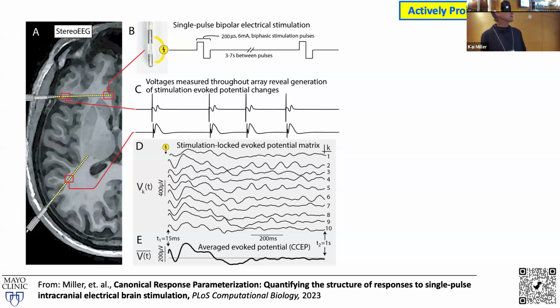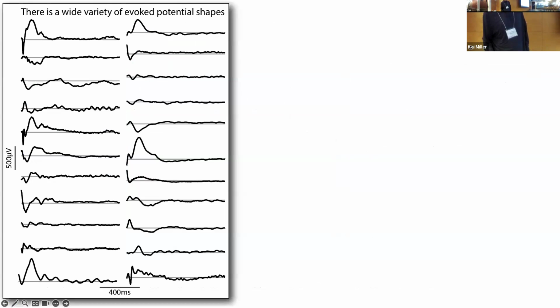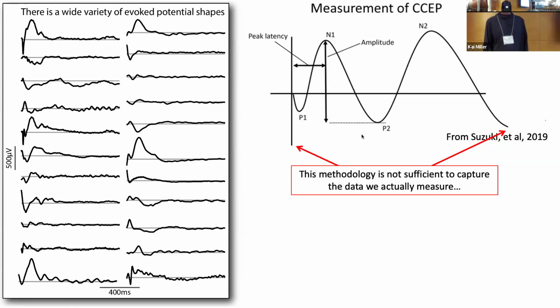And if we look at some of these evoked potentials that we get from stereo EEG across just 5 stimulation sites, this is the family of responses that we get here. So the problem that I ran into when I started to do this is I looked at this set of responses and I looked at this canonical shape that we're supposed to see. And there's no way the data we actually measure can be explained by this standardized shape, right?